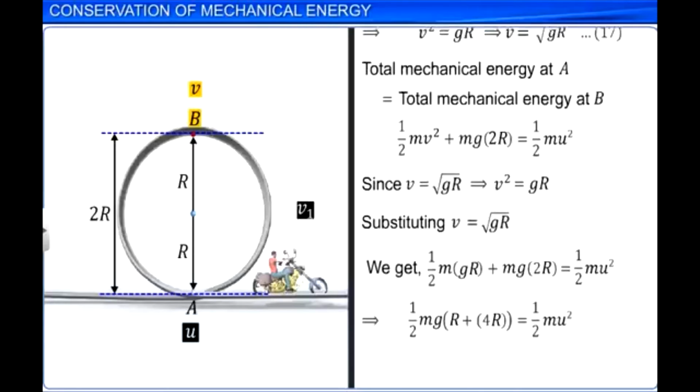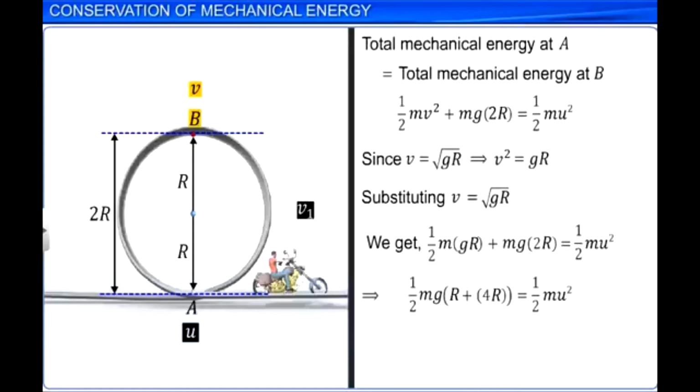Thus, we get u square is equal to 5gr, or u is equal to the square root of 5gr, where u is the projection velocity at A.